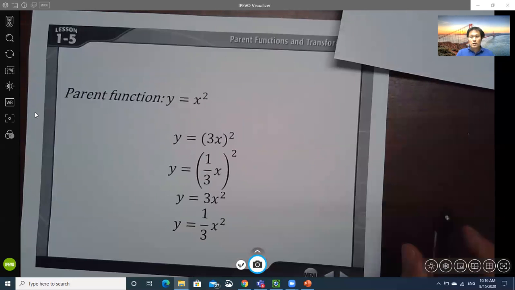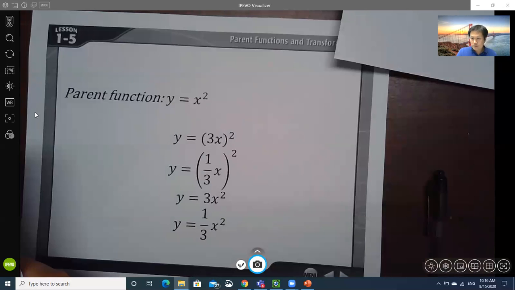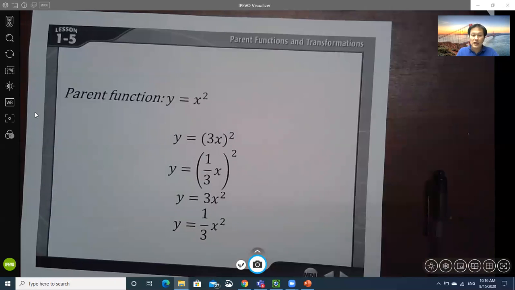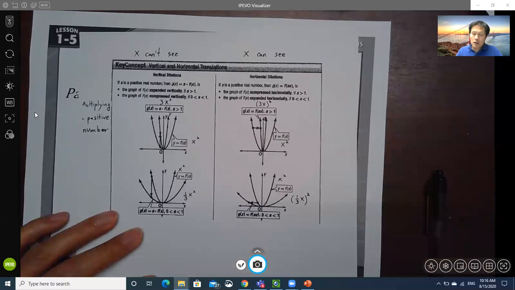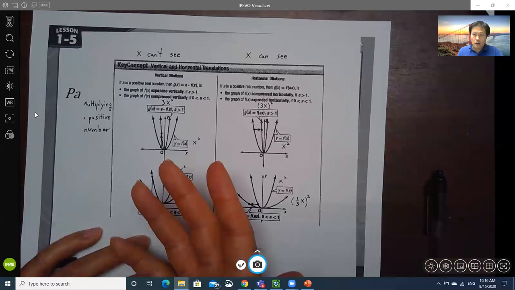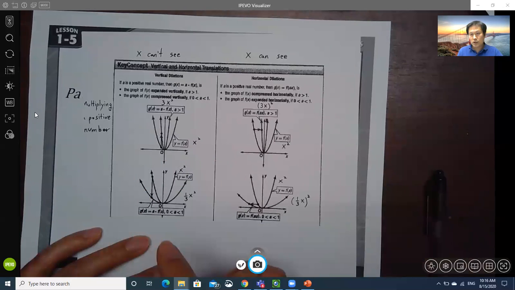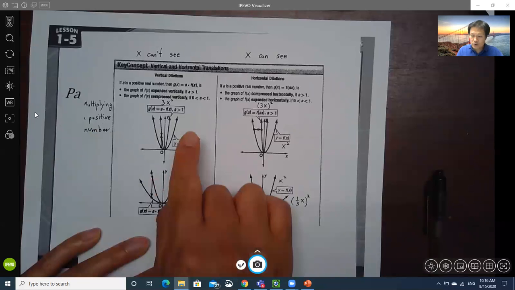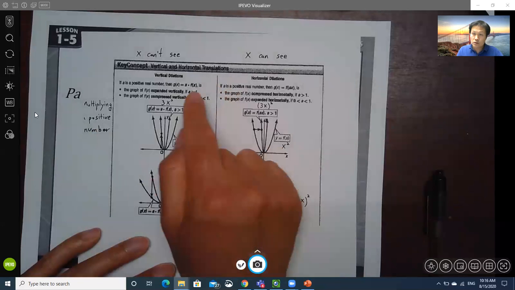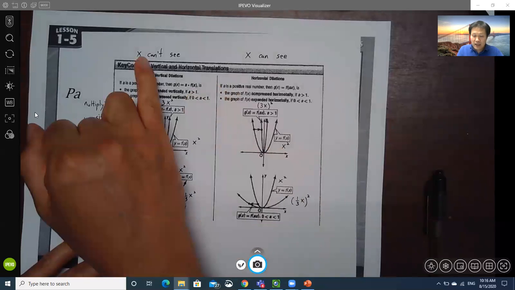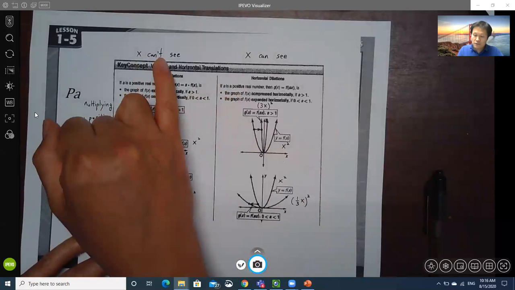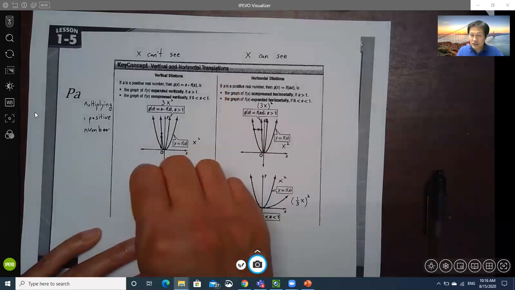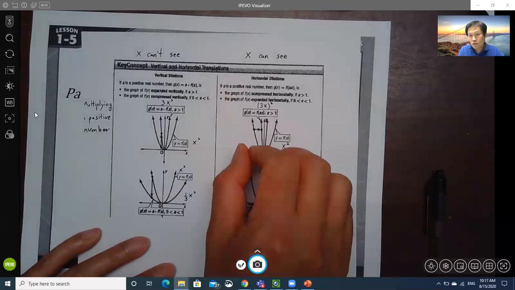Okay, next topic is stretch or shrink. So I have a reference paper here. How can you tell vertical stretch, vertical shrink, horizontal stretch, horizontal shrink by the equation? Multiplying by a positive number is related to dilation: stretch or shrink. Again, if x cannot see the number, then it's a vertical stretch or shrink. If x can see the number multiplied, it's a horizontal stretch or shrink.